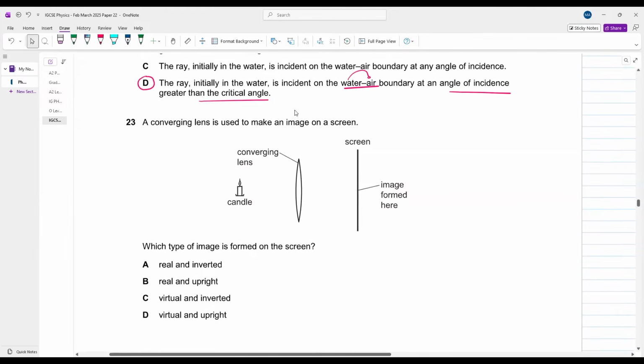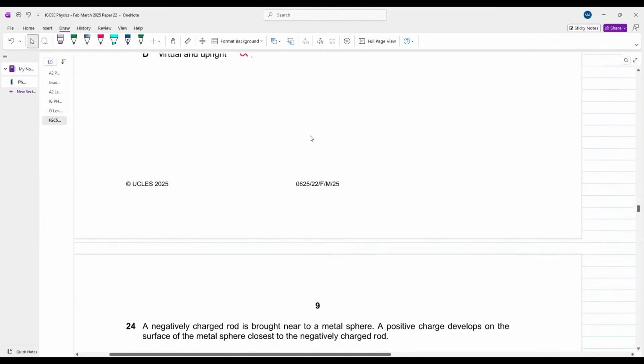Okay. A converging lens is used to make an image on the screen. Whenever there is an image on the screen, that's a real image. तो C और D तो cancel out हो जाएंगे. Also, always remember real images are inverted. A is your answer. Perfect. Let's further move ahead.